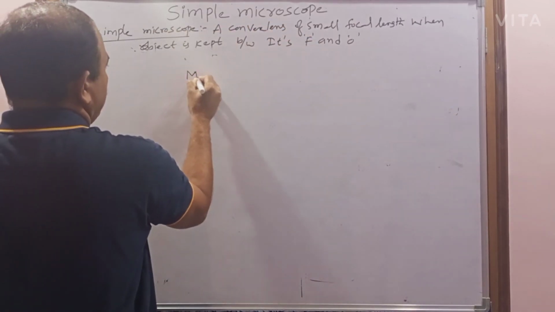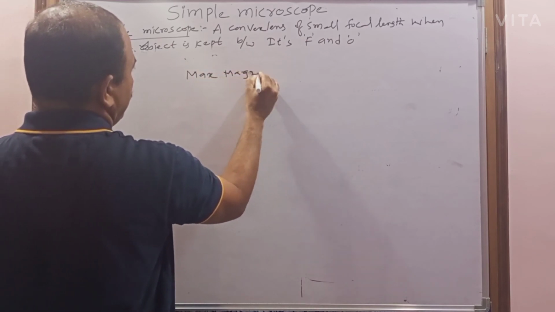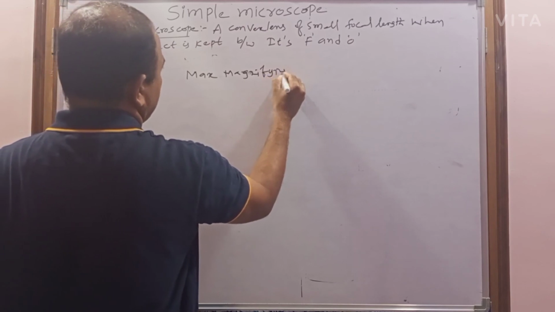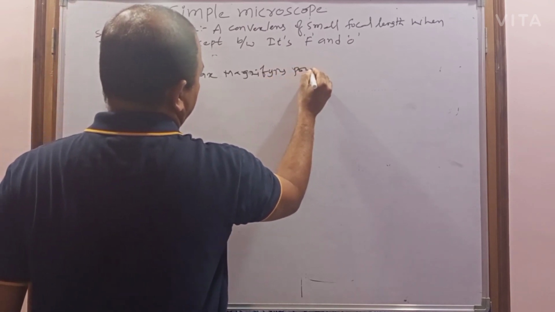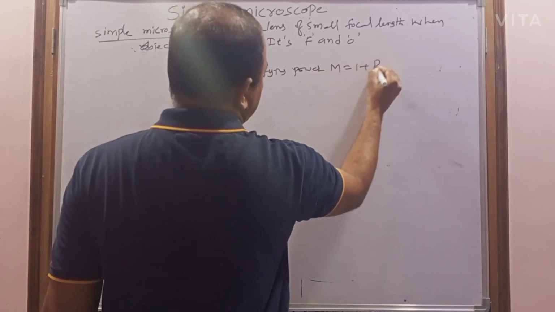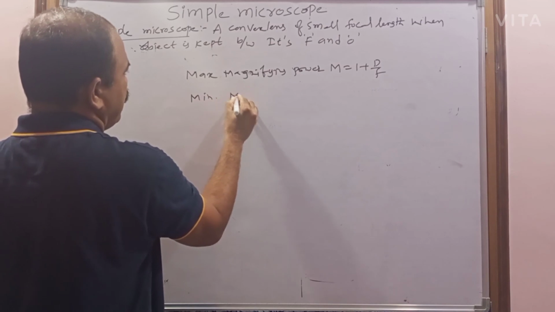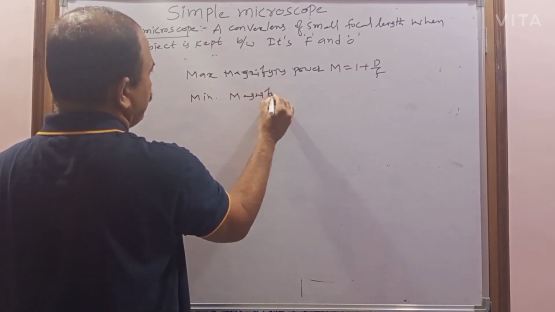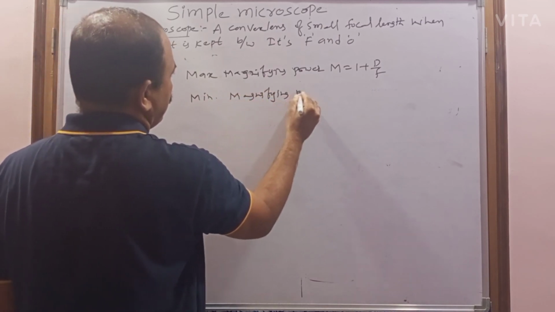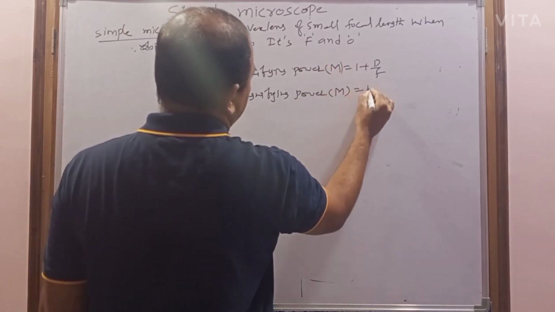So the maximum magnifying power, m is equal to, what is the formula? 1 plus D by f. And what is the minimum magnifying power of the simple microscope? The minimum magnifying power of a simple microscope is nothing but D by f.